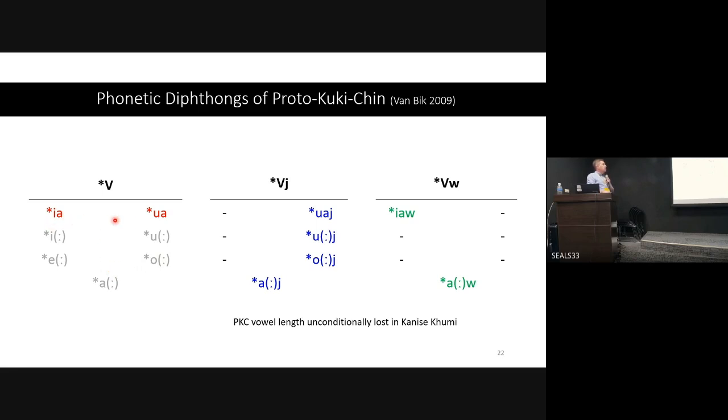So we have these two opening diphthongs, which we don't find in Kanise, and 5 monophthongs. But it is more complicated than it seems if you combine the coda glides that Vinvik analyzes. So there actually are more phonetic diphthongs in Proto-Kukichin than it might seem by just looking at the vowel.